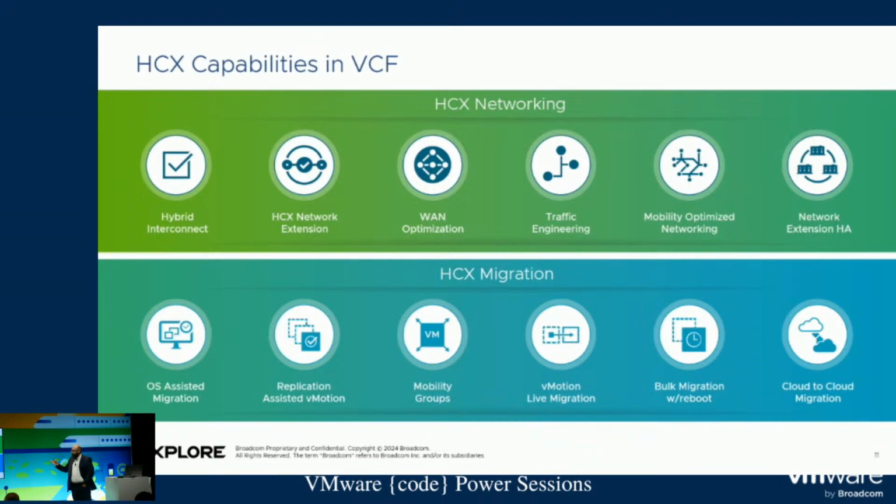In migration, OS Assisted Migration is pretty much our old VMware Converter. If you have a physical machine, you go there, install an agent, and then you can migrate that physical machine directly to a vCenter, to a VCF, using that embedded feature. Replication Assisted vMotion, I'm going to talk about it better: you get the best of both worlds from vMotion and bulk migration. I'm going to show this in the demo. Cloud to cloud, live migrations, bulk migration with reboot.